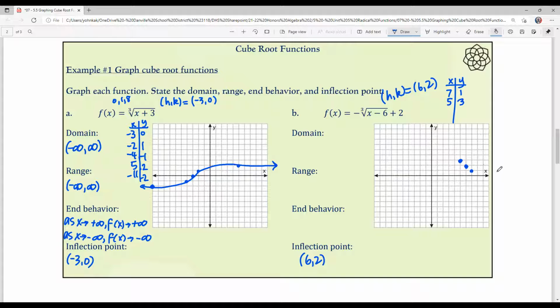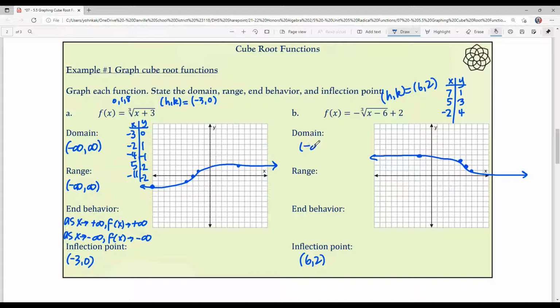Now, I'm not going to really be able to plug too much in on the right, but I can plug some more stuff in on the left. If I want this entire thing underneath the radical to equal negative 8, so I can cube root it, that means I need a negative 2. So negative 2 minus 6 is negative 8. The cube root is negative 2, times the negative is 2, and 2 plus 2 is 4. So I have negative 2, 4. This will give me a better idea of what my graph will look like.